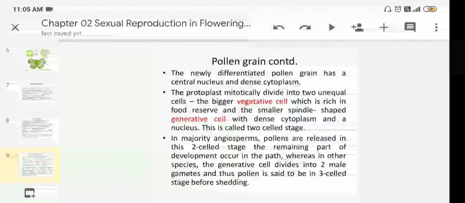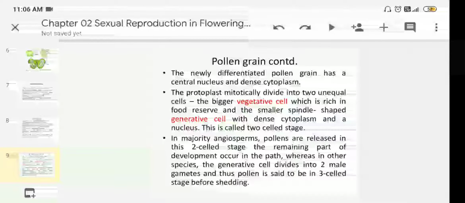Before that, the nucleus present in the pollen grain divides mitotically and forms two nuclei. So, one is enclosed in the generative cell and the other is enclosed in the vegetative cell. The vegetative cell is of larger size and the generative cell is of smaller size, and the cytoplasm in the generative cell is dense. So, this whole pollen grain is now a two cell stage pollen grain or microspore. Within this microspore there are the two cells.